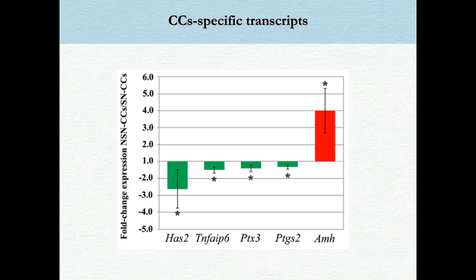Of these, the anti-Mullerian hormone gene and HAS2 were the most up and down regulated respectively in the cumulus cells of developmentally incompetent NSN oocytes, and thus the transcripts of these genes are good candidates to become non-invasive markers. We are now working on trying to set up an RT-PCR assay capable of identifying their expression in the cumulus cells of single oocytes.